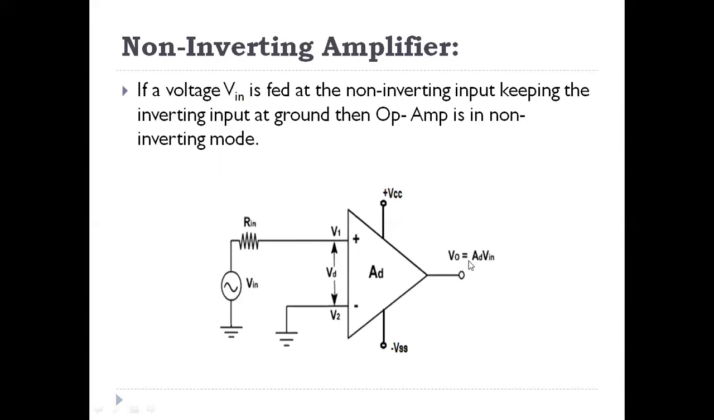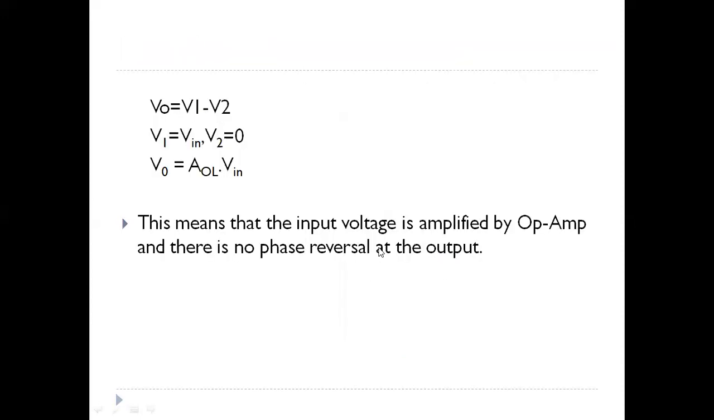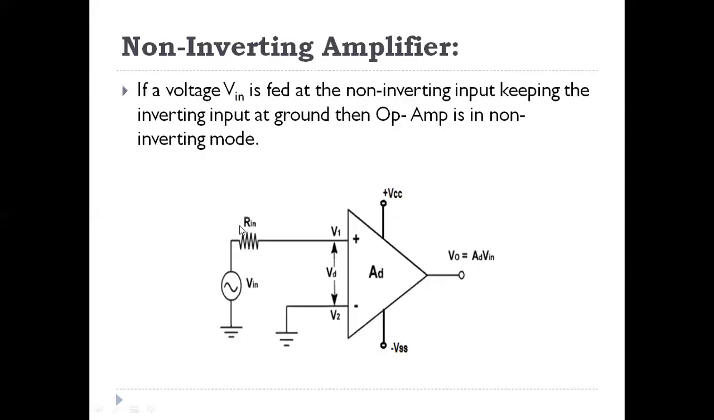So here we get a positive sign at the output. The output is in phase with the input. Hence this type of amplifier is known as a non-inverting amplifier. AD can also be taken as the open loop gain because there is no feedback from output to the input. So V0 is equal to AOL into Vin.